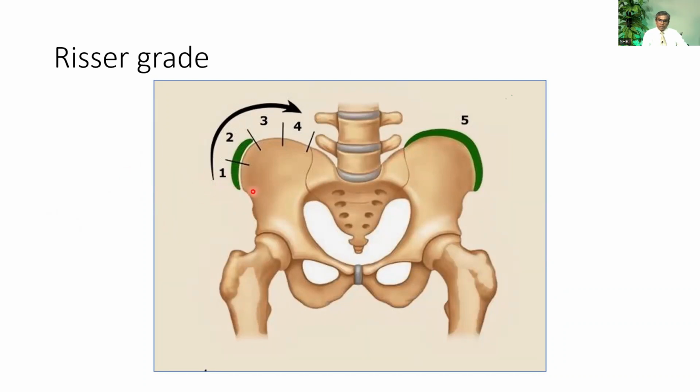So Risser grade is the closure of the apophysis of the iliac crest. It starts from anterior to posterior and appears in 4 stages. So when the apophysis appears in front, it's 1, 2, and as you go on, as you can see in the picture, it comes in 4 grades. And once the apophysis is fully fused or integrated into the iliac crest, it's called Risser 5, and it's generally associated with bone maturity.